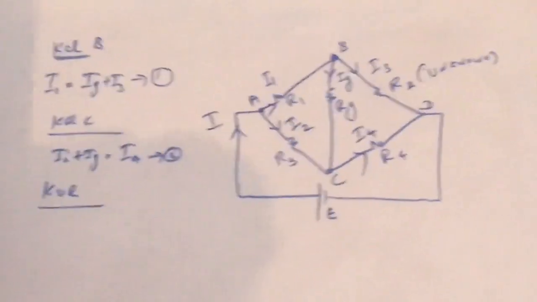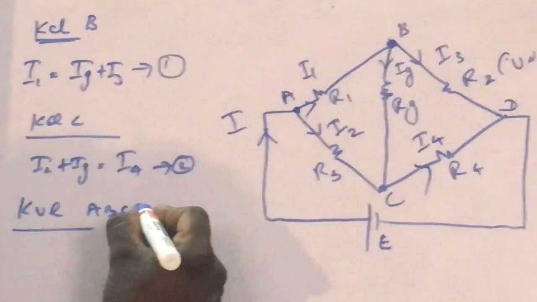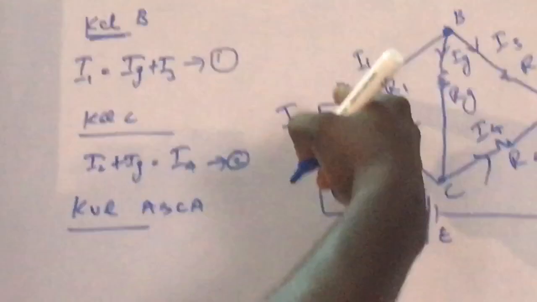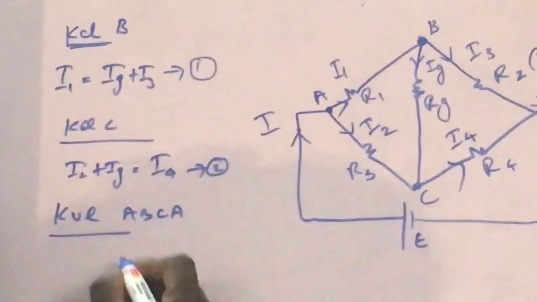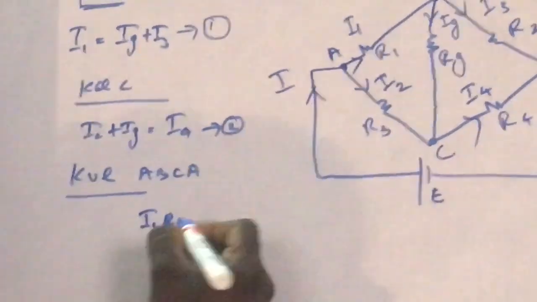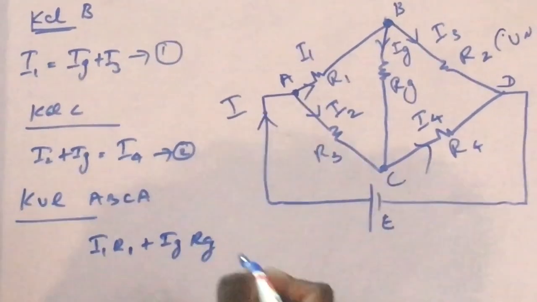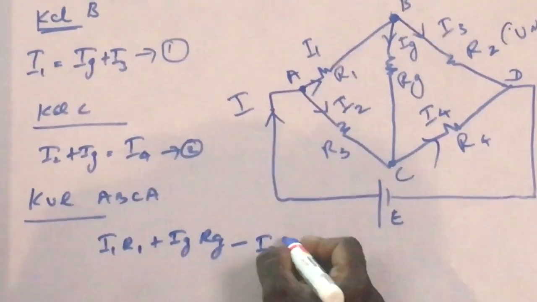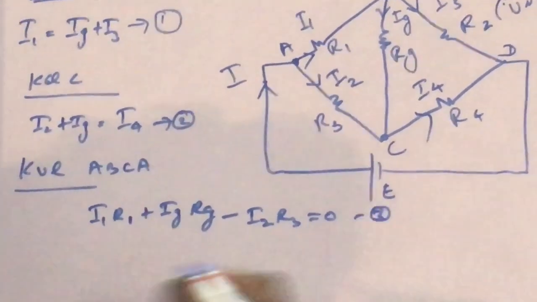Listen. We are going to take the loop A, B, C and A. I'm going to start here. Applied voltage V is equal to IR. Remember that formula. So I1 R1. These are clockwise, so we take it as positive. I1 R1 plus Ig Rg minus, because this is coming in the opposite direction, minus I2 R3 is equal to 0. That is my equation number 3.